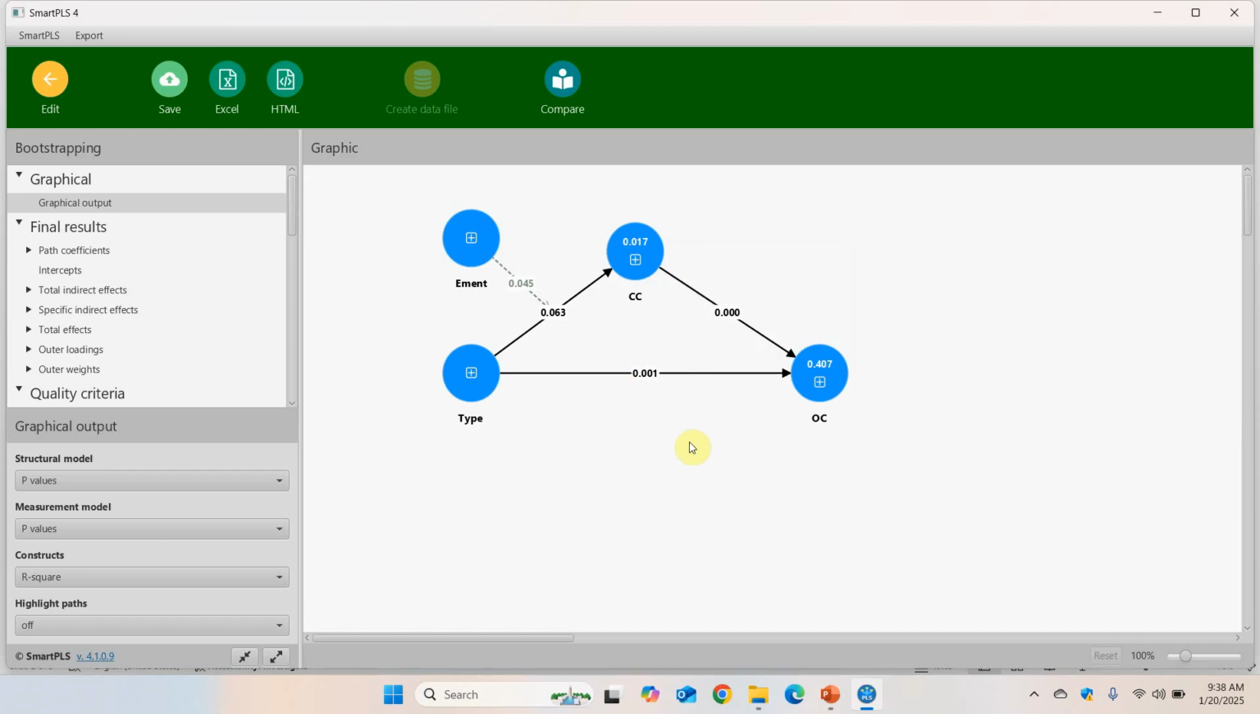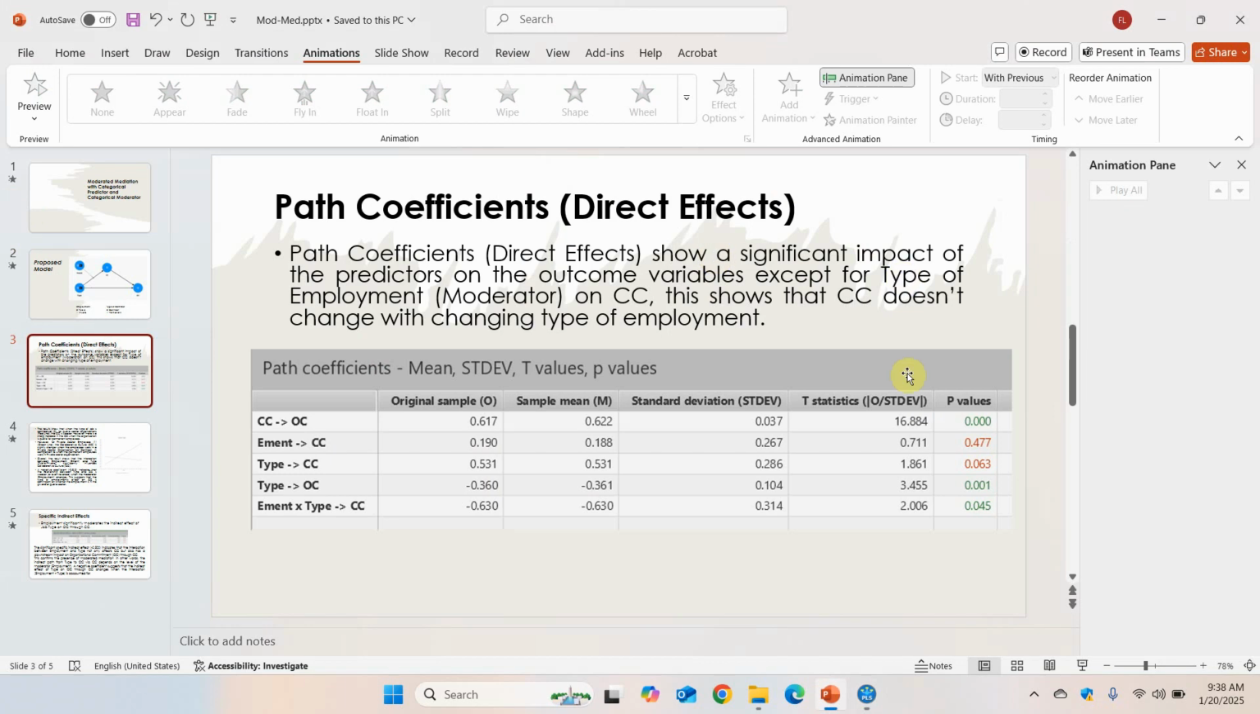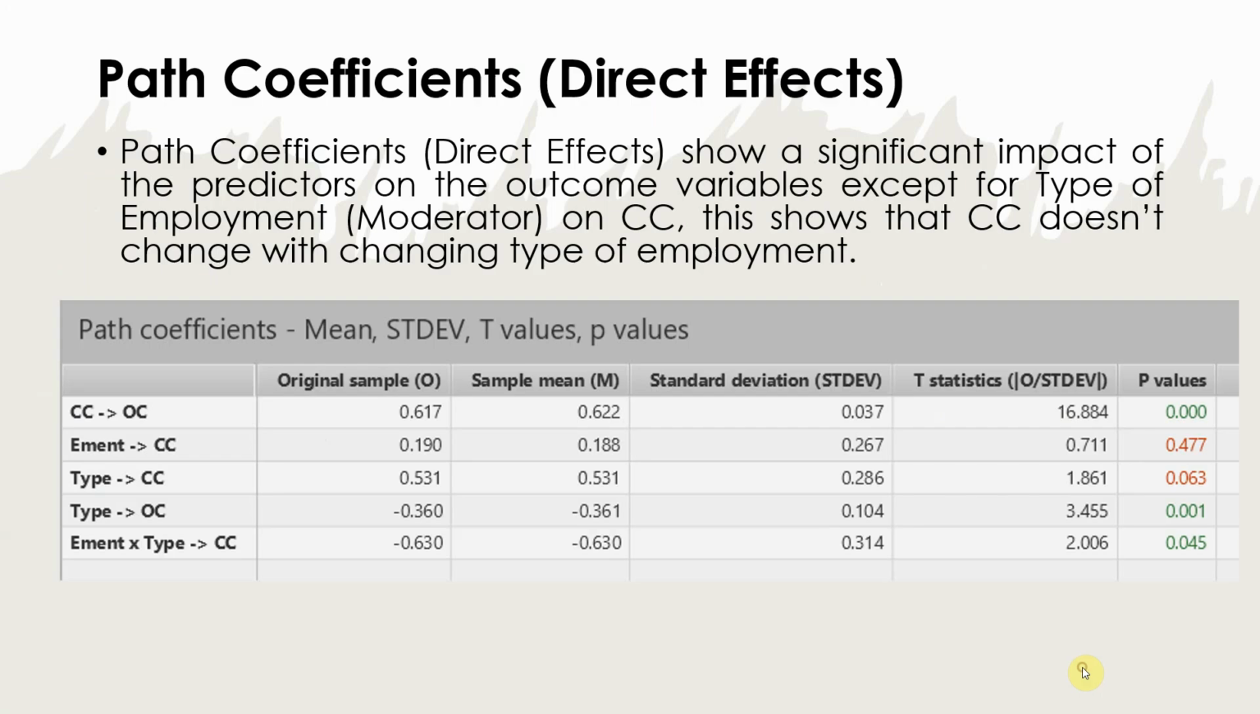Now here are my results, and I've put them here for an easy way to explain them. So let's look at our results and explain them. Path coefficients, that is your direct effects, show a significant impact of the predictors. So where are the significant impacts? Look at this. This is significant. We can say this is significant as well. It's very slightly over 0.05, so let's consider it significant. This is significant. This is significant. Except for type of employment on CC, that is the impact of the moderator on collaborative culture, your mediator, which is insignificant.